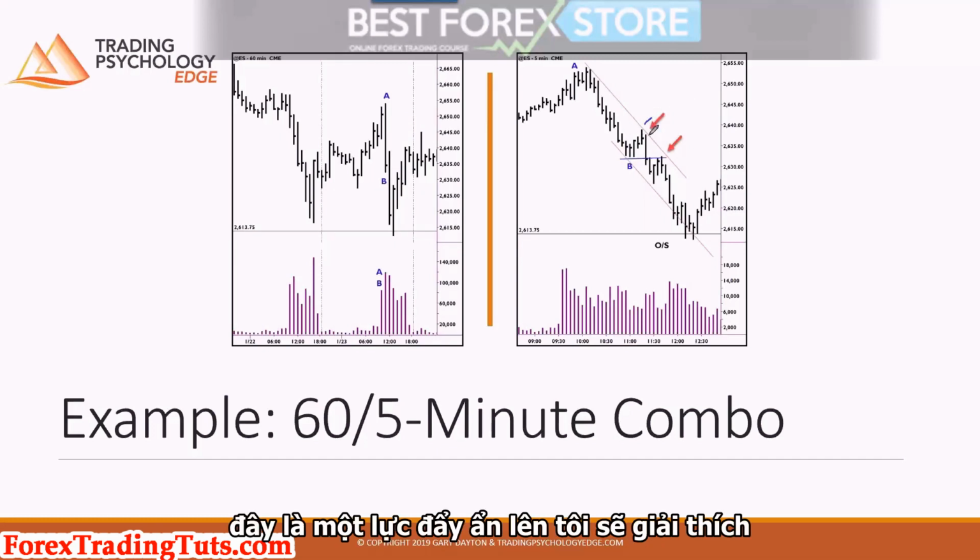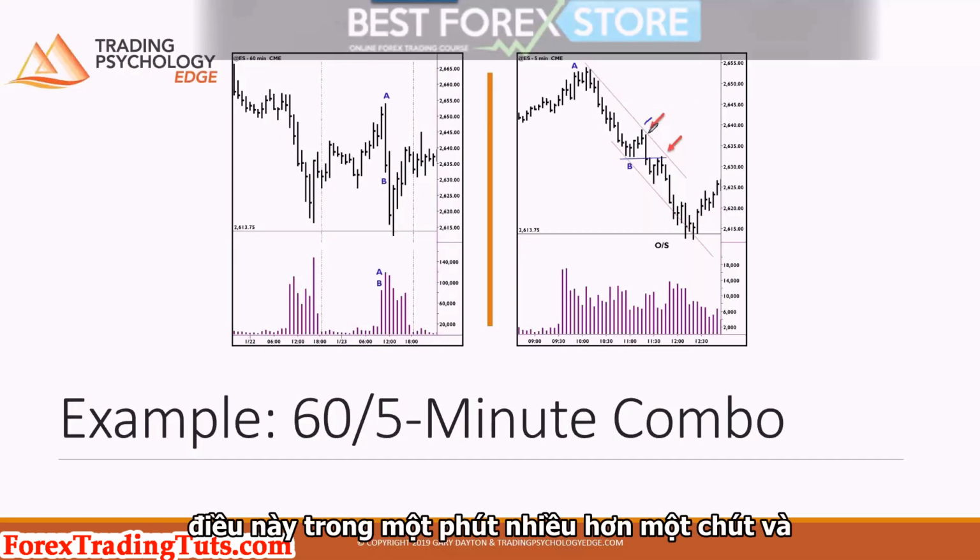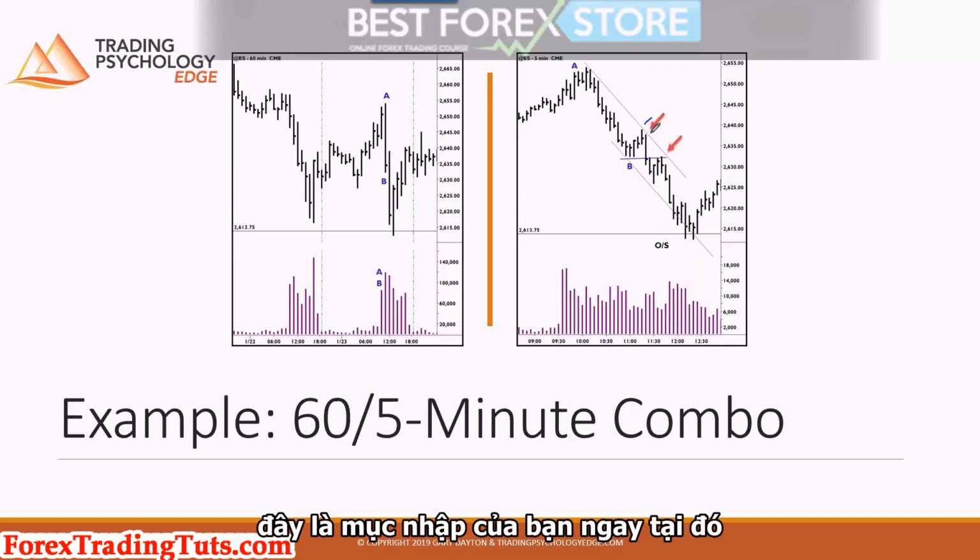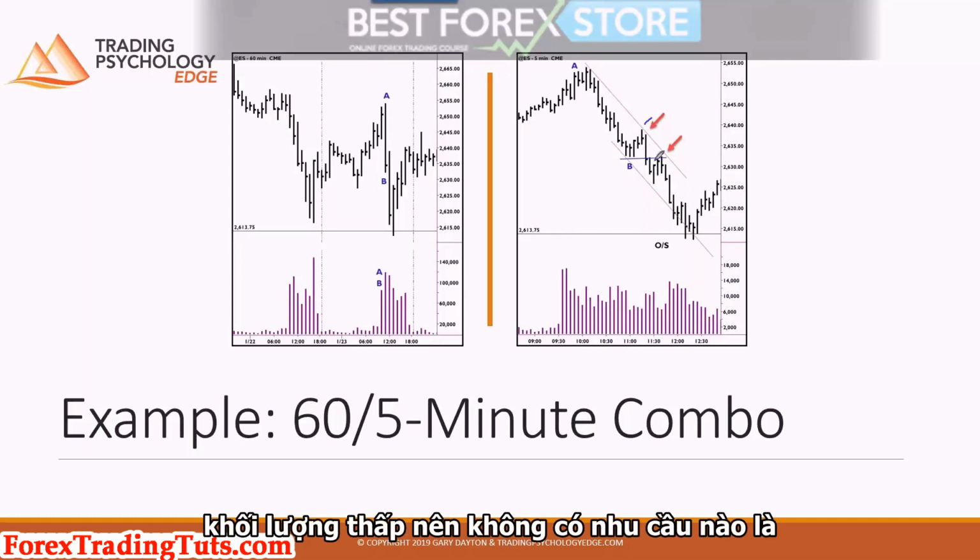This is a hidden upthrust. I'll explain this in a minute, a little bit more, and then this is your entry right there. The market pops up and then closes down here, and we've got low volume, so it's no demand. That's a fine spot to enter on the close.